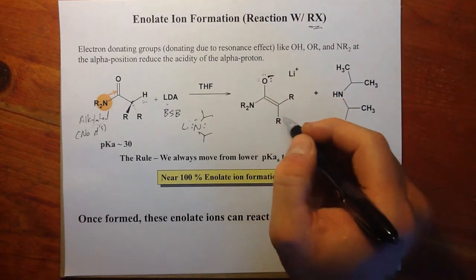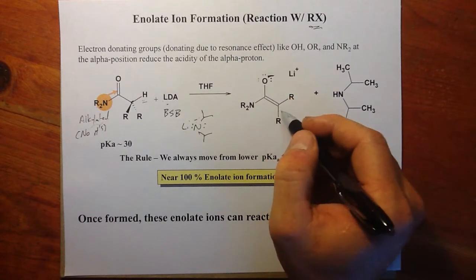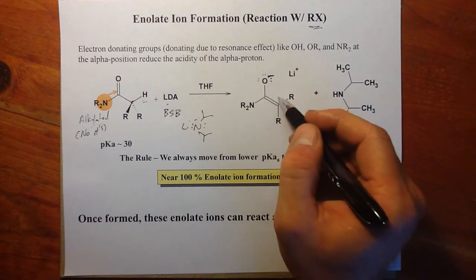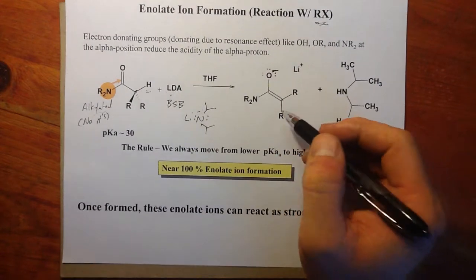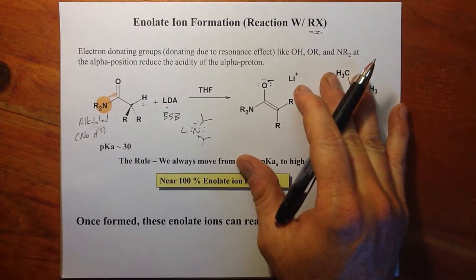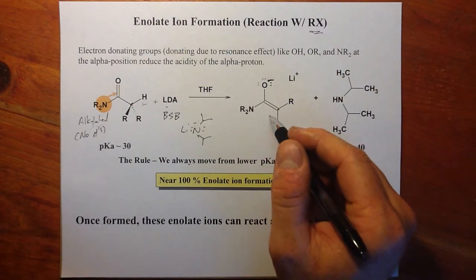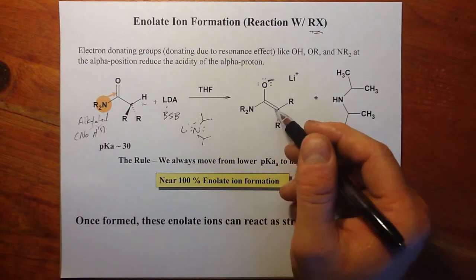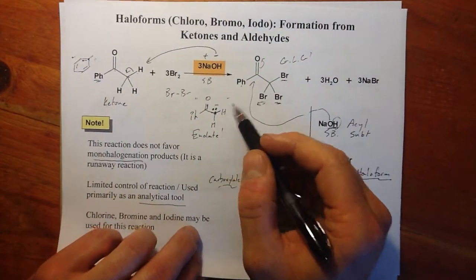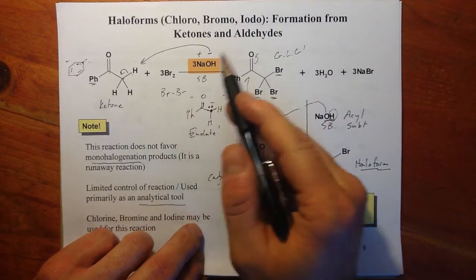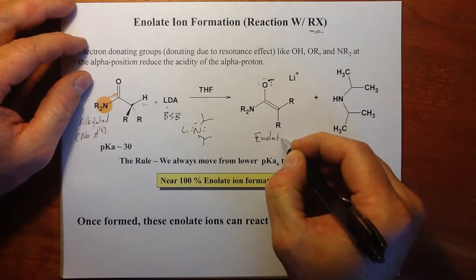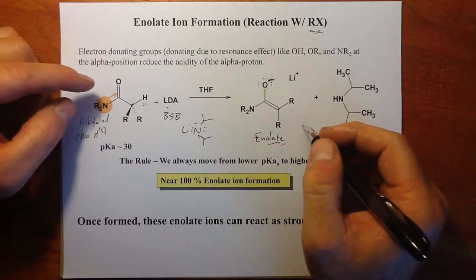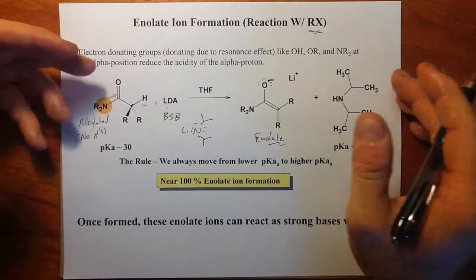Now I've drawn it again in the favored form where the oxygen is carrying the negative charge, but we know this carbon's hot by resonance. But regardless of how we show the enolate ion, whether it be like this or using the one we said is going to show how this reacts, regardless, the enolate ion is near 100% formed from the ketone, aldehyde, amide.